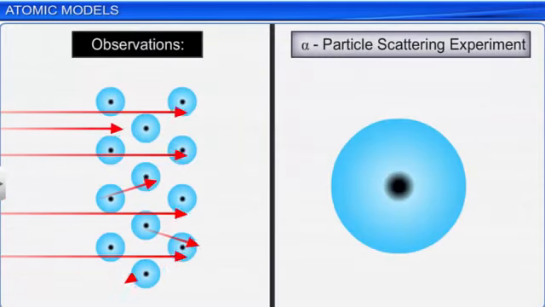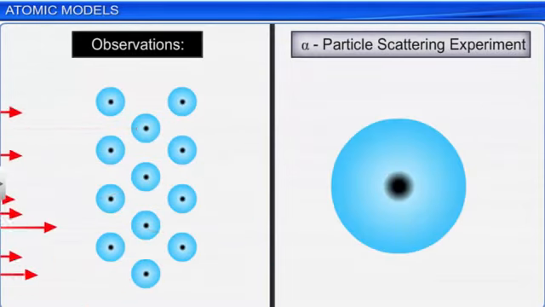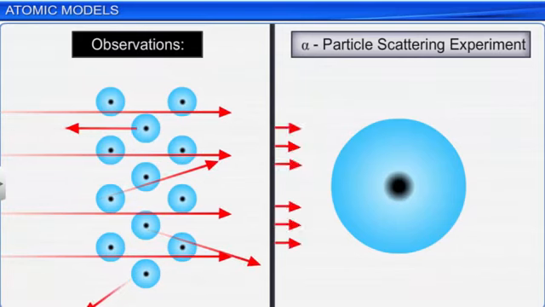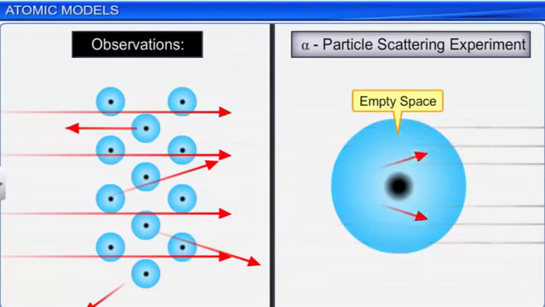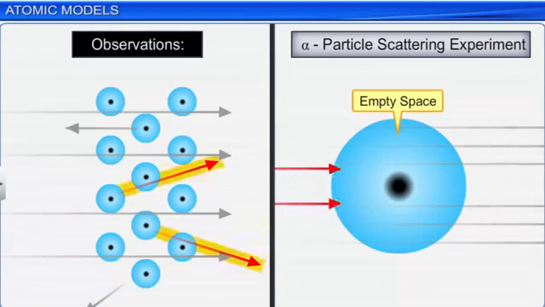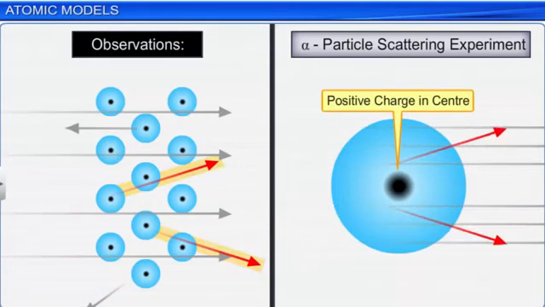Based on these observations, Rutherford concluded that as most of the alpha particles passed undeflected, most of the space inside the atom is empty. Only a small number of deflected particles suggested that the positive charge of the atom is not spread throughout the atom, as Thomson had presumed.